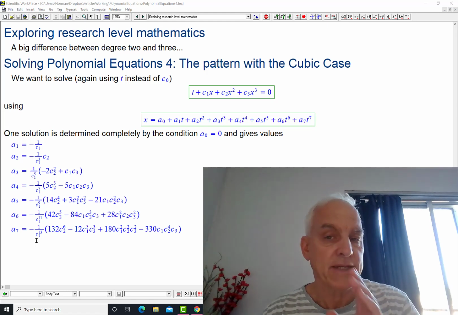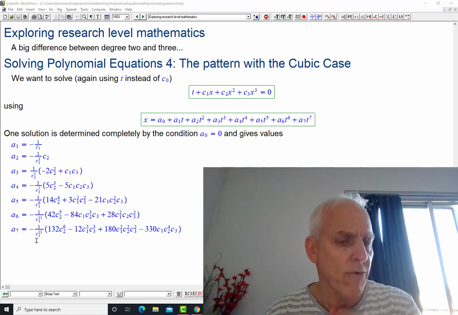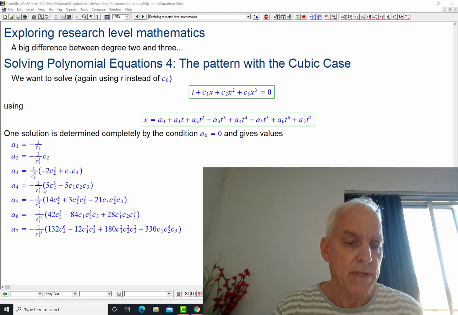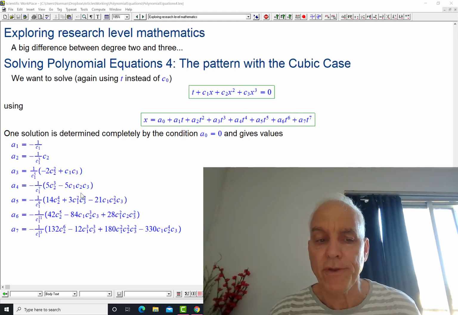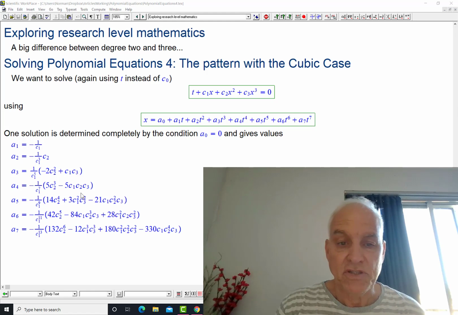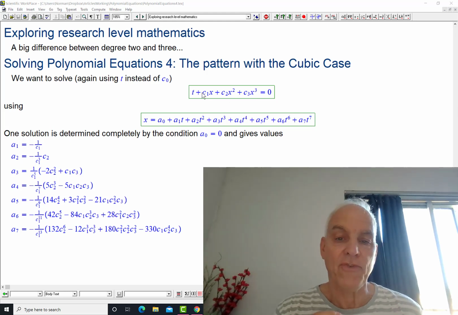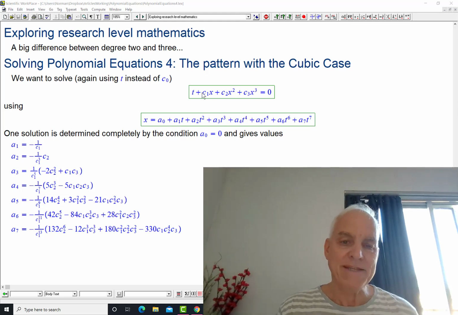That's actually familiar. That's the same kind of thing that was happening in the quadratic situation. And then we got in the numerator these polynomials in c1, c2, c3, these coefficients that are appearing here in the original cubic, along with, of course, t. Now we want to make sense of this, okay?